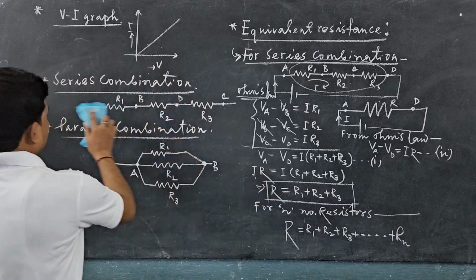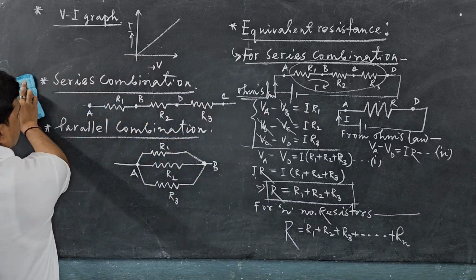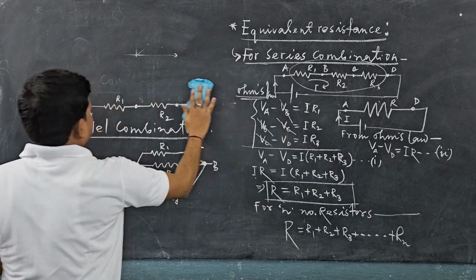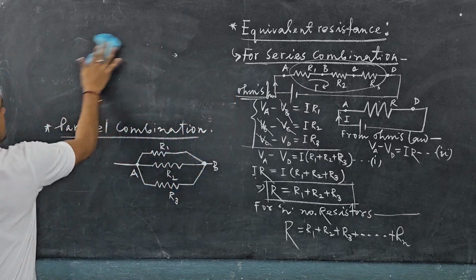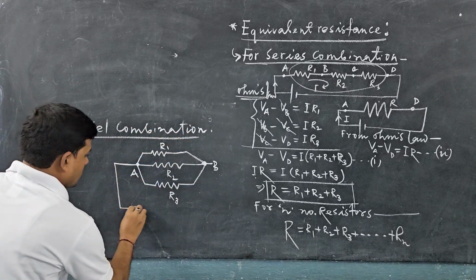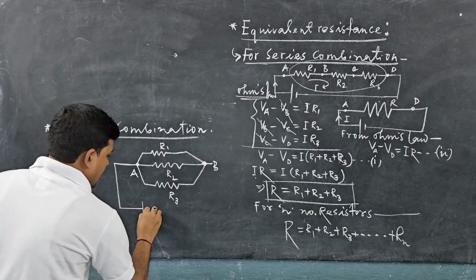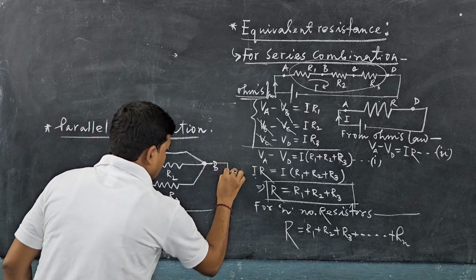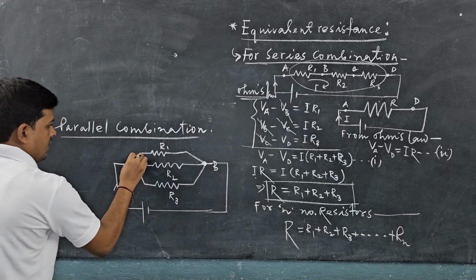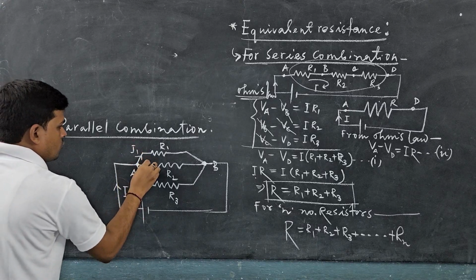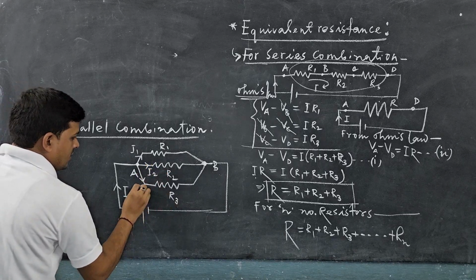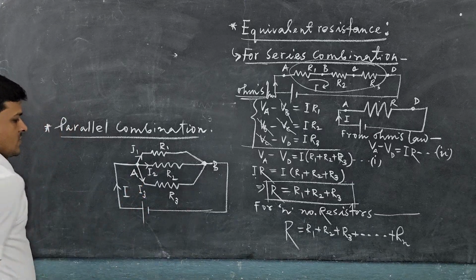Similarly, we can calculate this for the parallel combination of the resistors. Here the parallel combination circuit is given. Now we calculate the equivalent resistance of the resistors connected in the parallel combination. Let us consider this is the parallel combination of the resistors and the battery is here. Now electric current I flows through the circuit, and through R1 it is I1, through R2 it is I2, and through R3 it is I3.